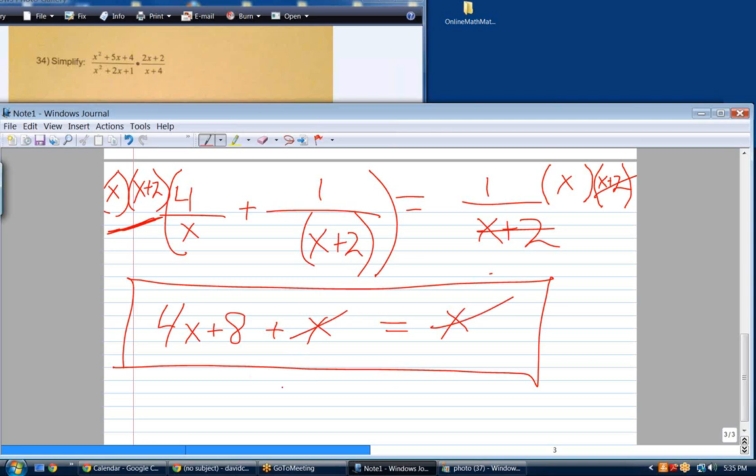Okay, so 4x equals negative 8. X equals negative 2.